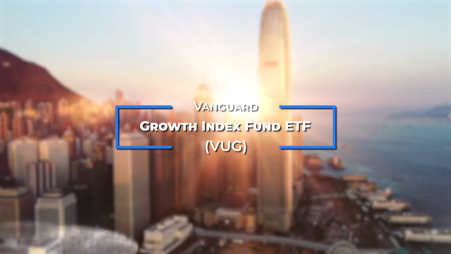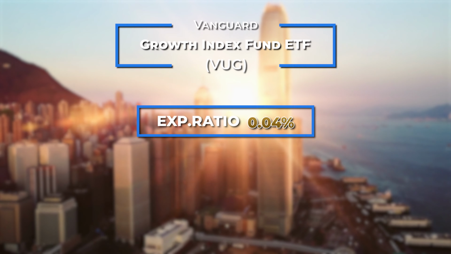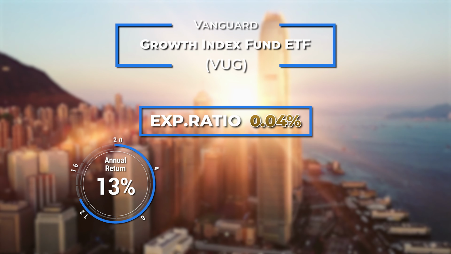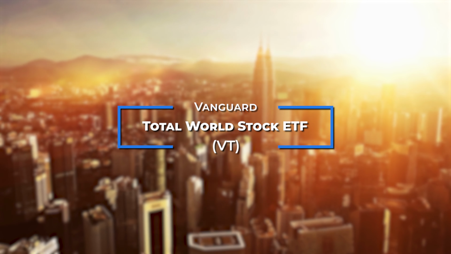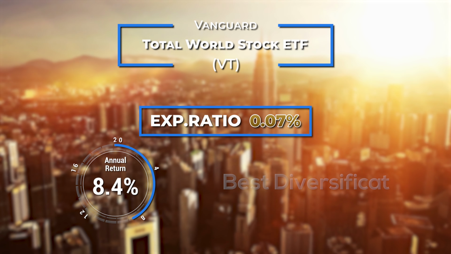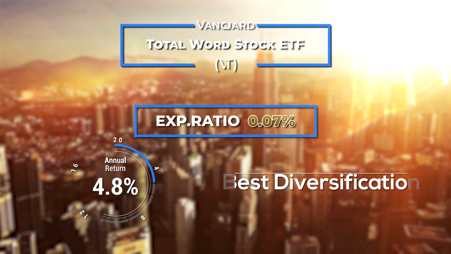Number two is VUG, Vanguard Growth Index Fund ETF. 0.04% expense ratio, over 13% yearly return in the last 10 years, and focus on growth companies. Number three is VT, the Vanguard Total World Stock ETF. With 0.07% expense ratio, this ETF gives you a mix of US stocks, Europe, emerging markets, growth, and value.